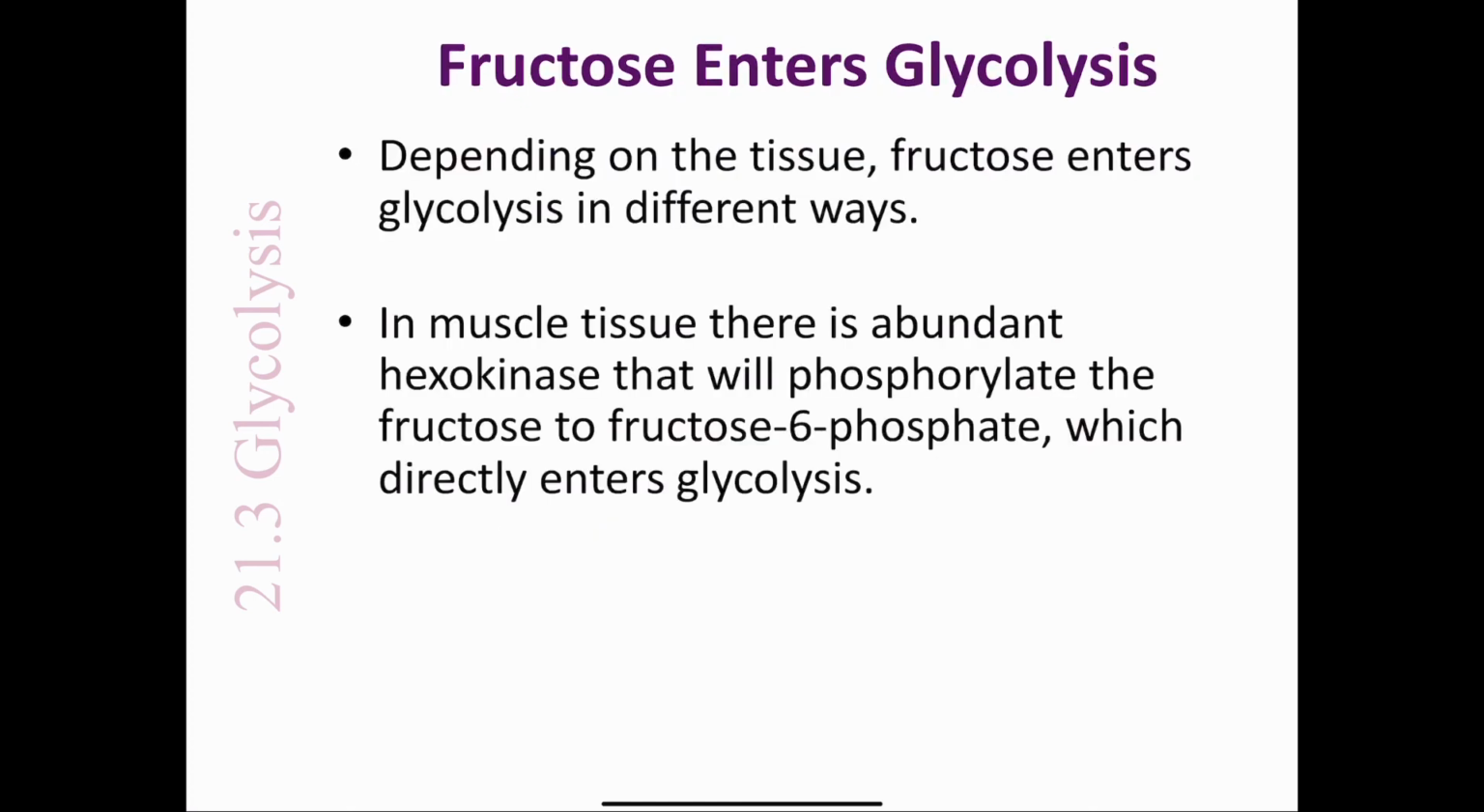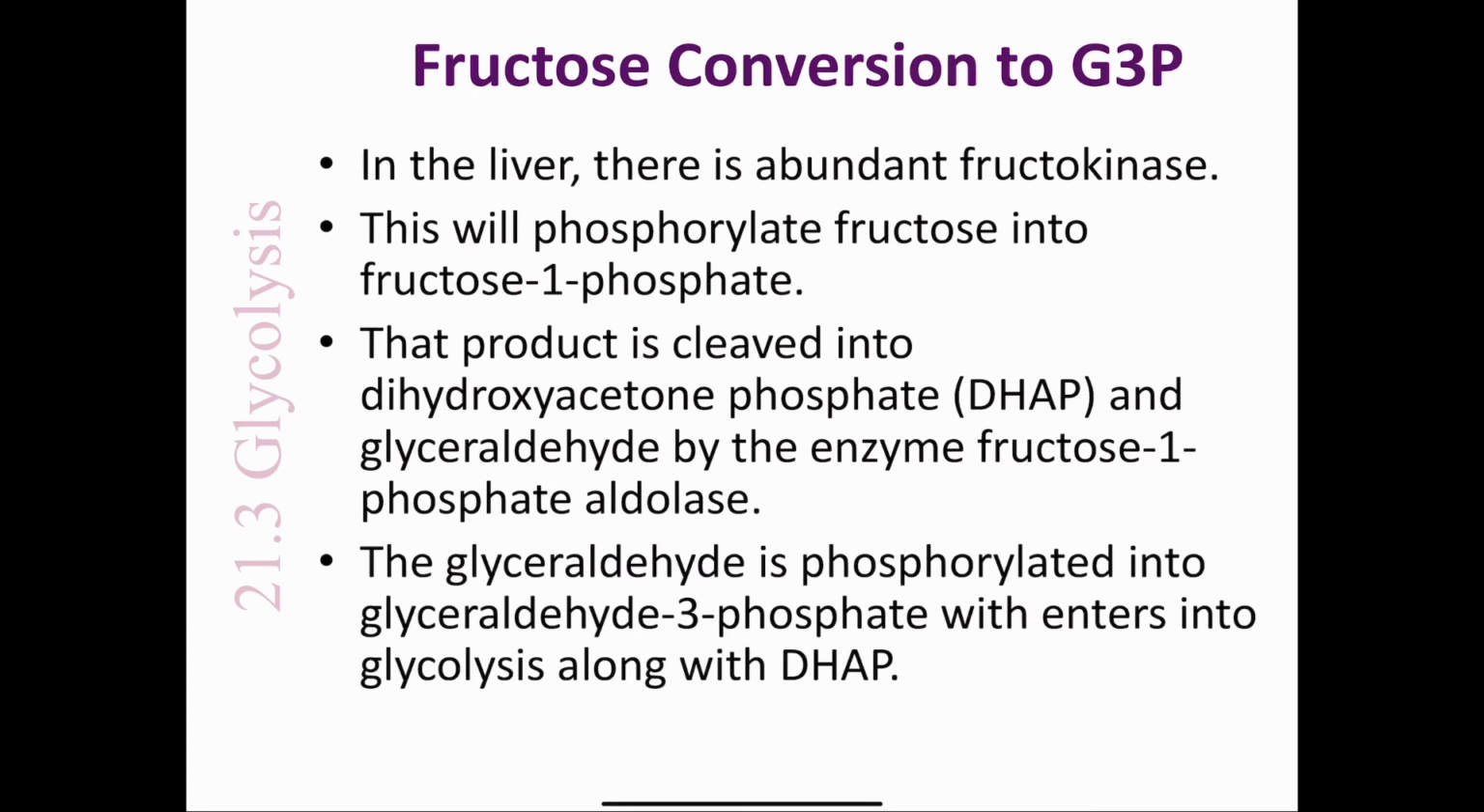Depending on the tissue, fructose enters glycolysis in different ways. In the muscle, where hexokinase is abundant, the enzyme phosphorylates fructose to fructose 6-phosphate, which directly enters glycolysis. There is much less hexokinase in the liver, but fructokinase is present. Fructokinase phosphorylates fructose to produce fructose 1-phosphate. This product is cleaved into dihydroxyacetone phosphate, or DHAP, and glyceraldehyde by the enzyme fructose 1-phosphate aldolase. The glyceraldehyde is phosphorylated by triose kinase to produce glyceraldehyde 3-phosphate, G3P. The DHAP and G3P enter glycolysis directly.